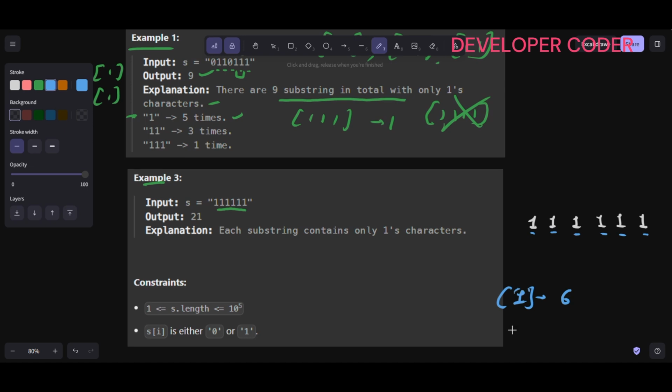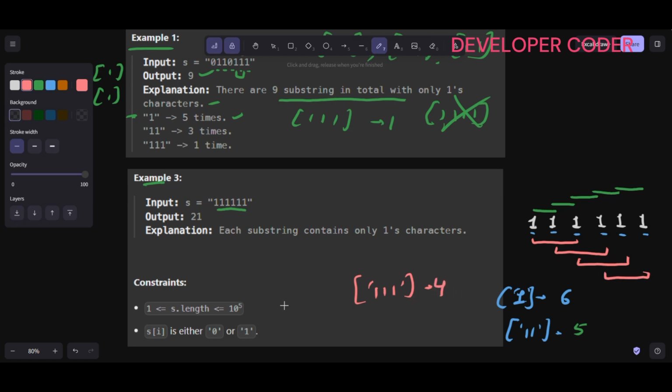Now how many substrings can we form of two ones? Okay, let's see that. 1, 2, 3, 4 and 5. So total 5 we can form. Done. Now how many substrings can we form of three ones? Okay, so this is 1, 2, 3, 4. 4 we can form of three ones.